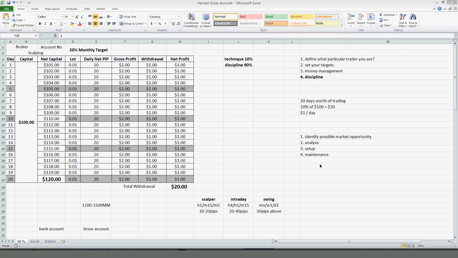Okay? So is there any question, when it comes to the planning and setting your targets, money management and discipline, before I move on to how we do our identification of market opportunity, analyzing the market, setting up yourself for the entry, and obviously the maintenance of the entry?